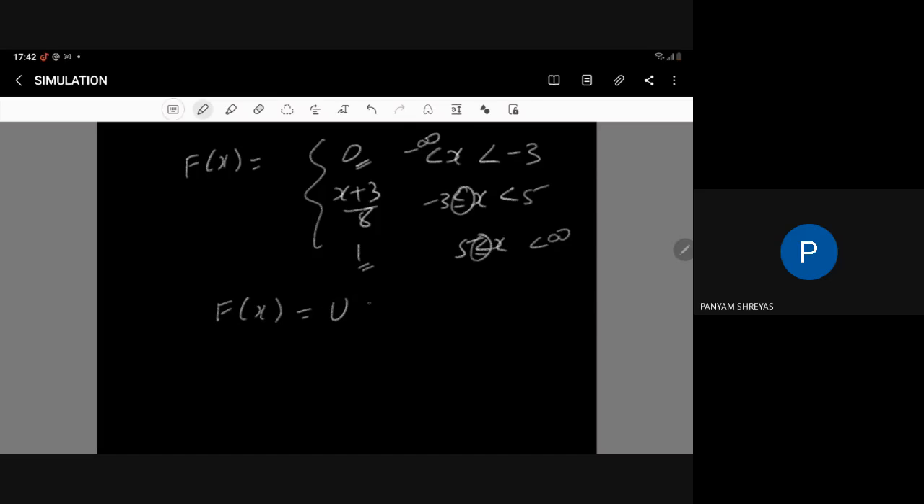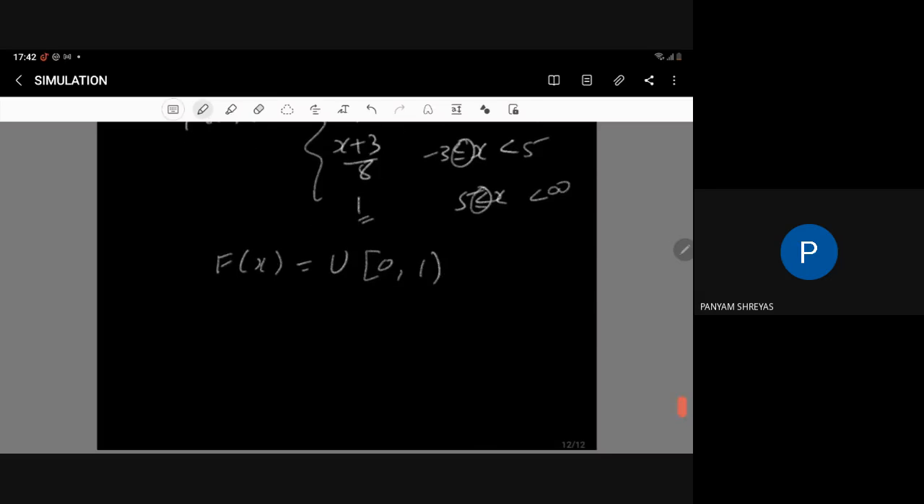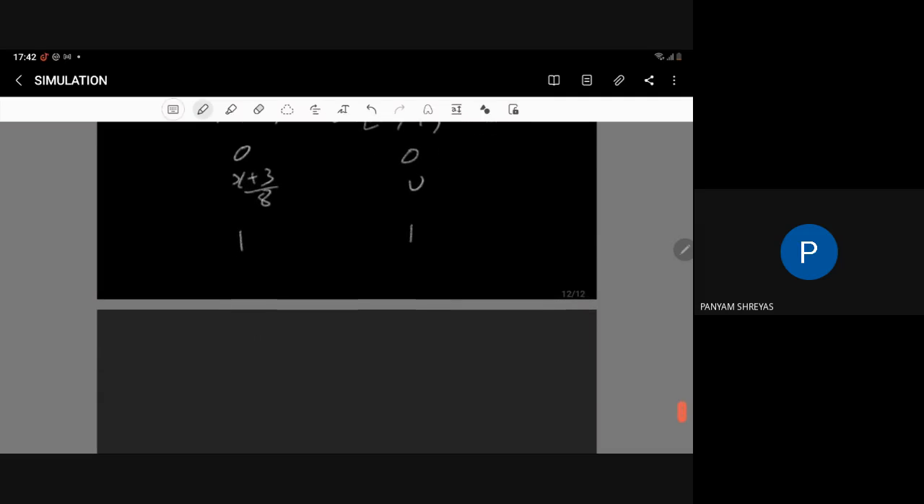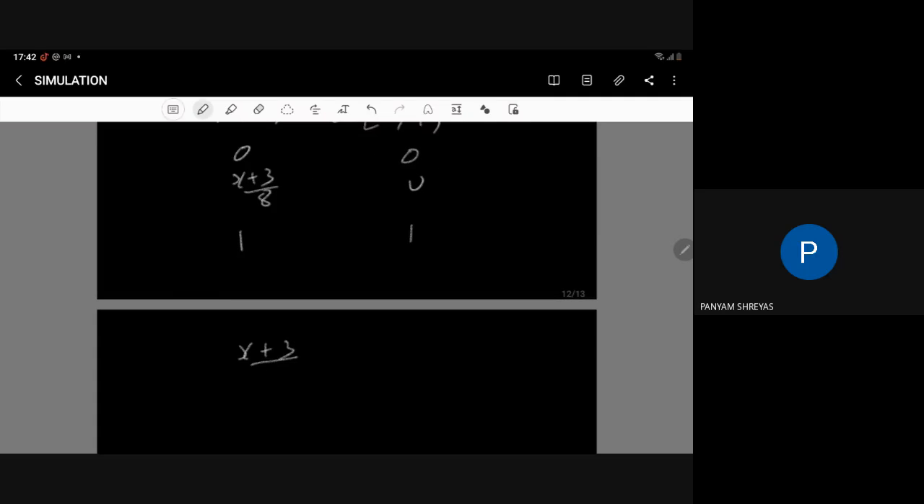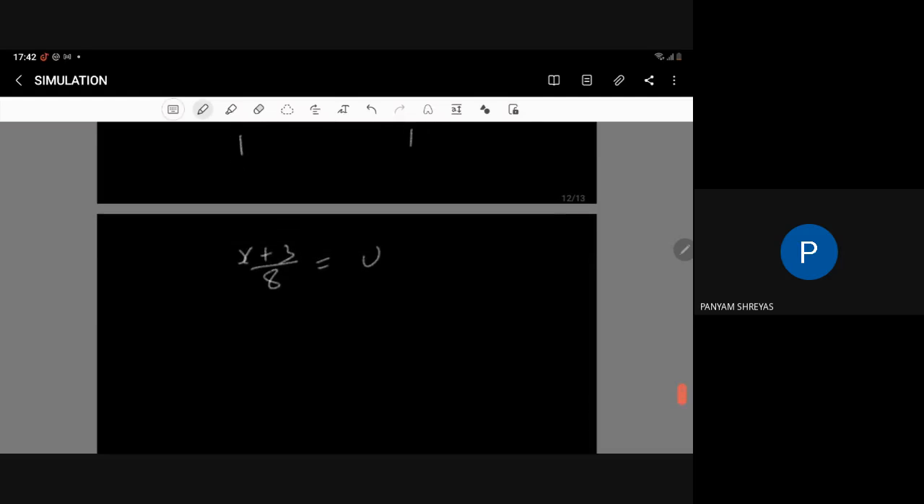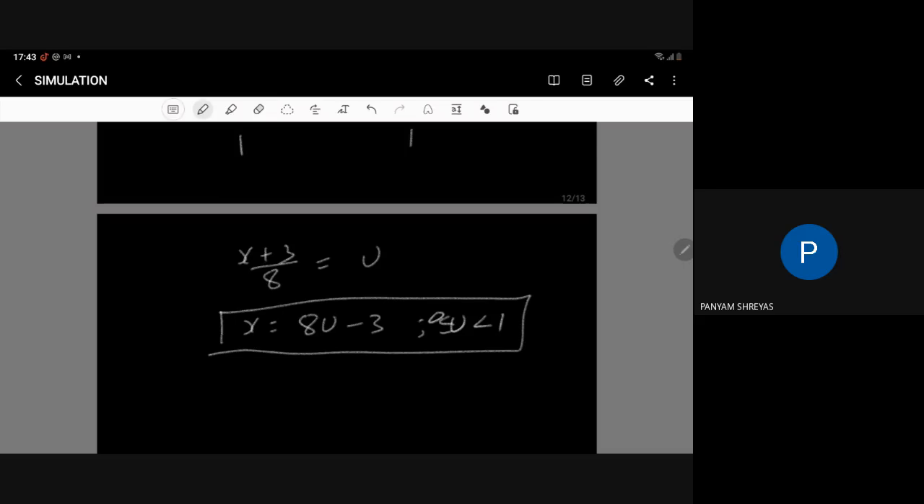So what we have to do: F(x) is equal to u between 0 and 1. So here we have 0 and 1, here we have 0 and 1, the intermediate value (x plus 3) upon 8, and here we have u. So (x plus 3) upon 8 is equal to u. So x will come 8u minus 3 for u varying from 0 to 1. So this is the scheme to generate the uniform variate between -3 and 5.